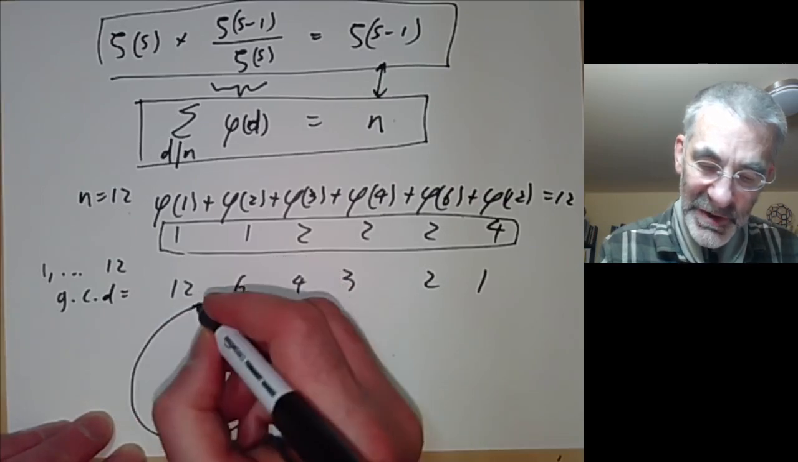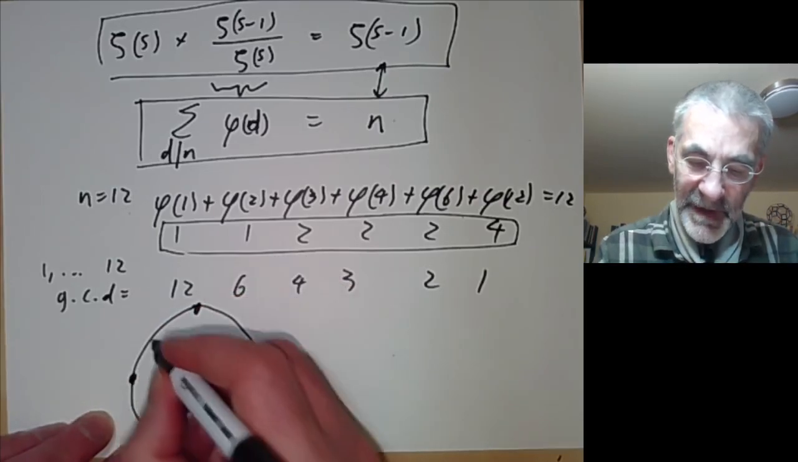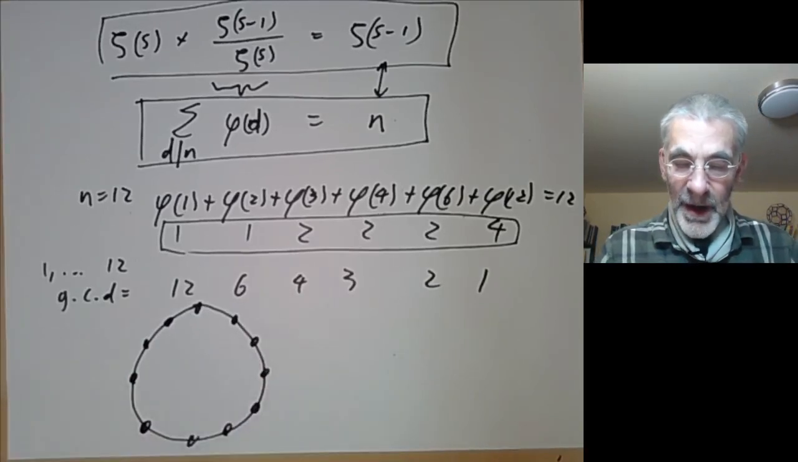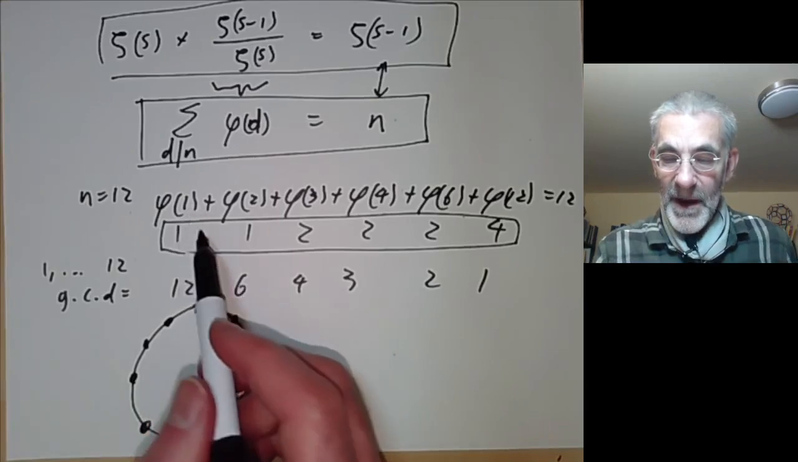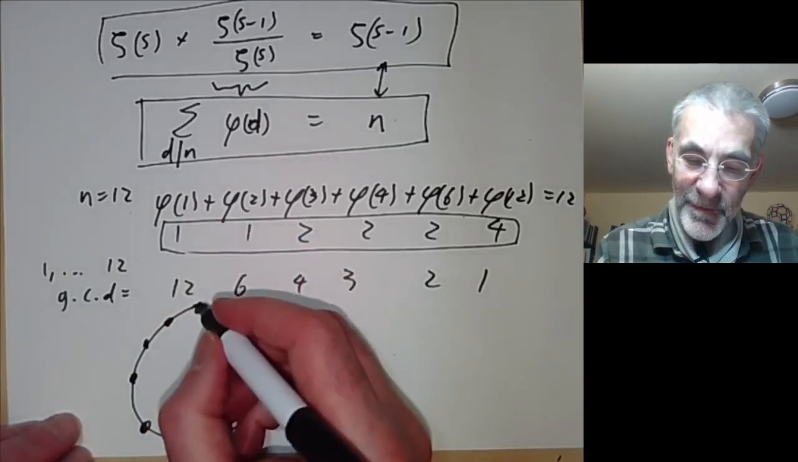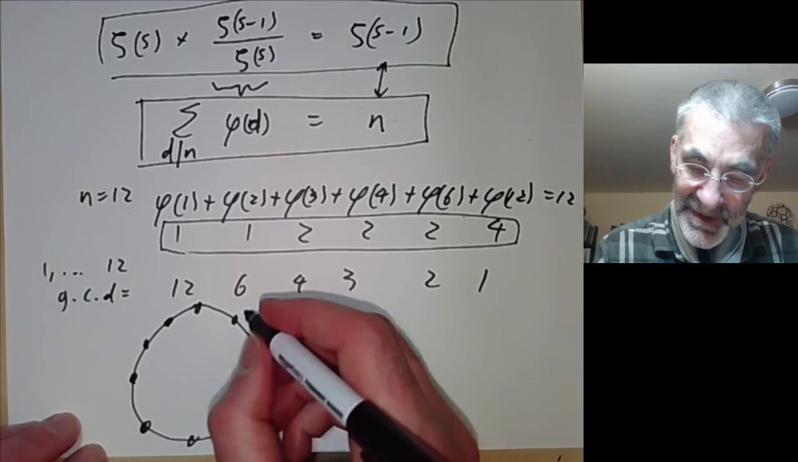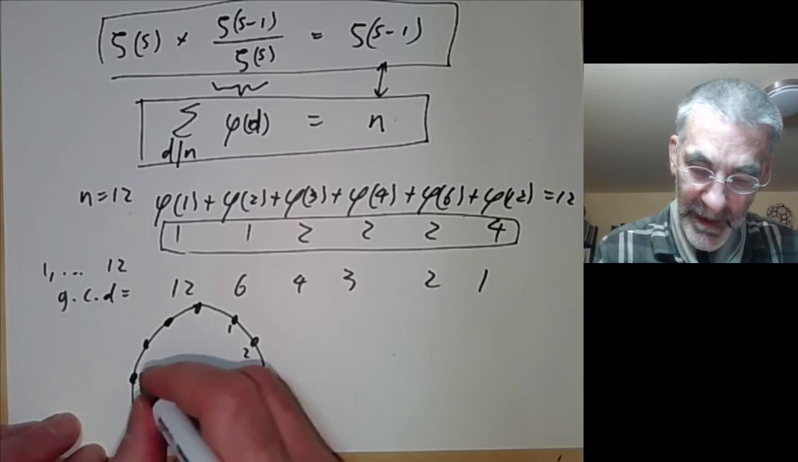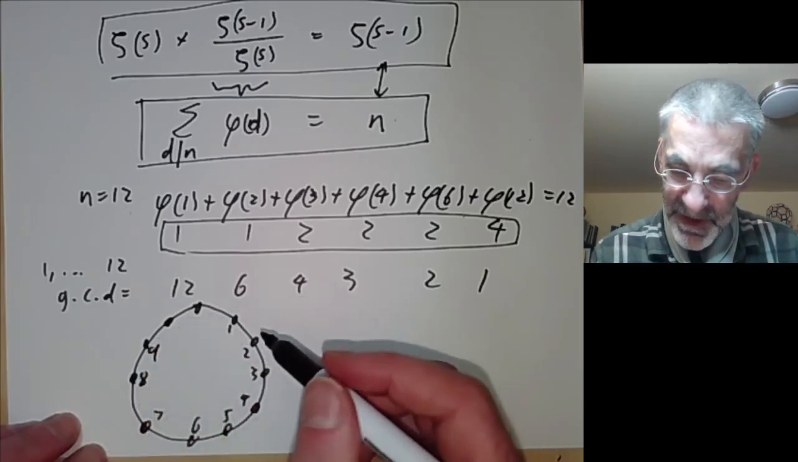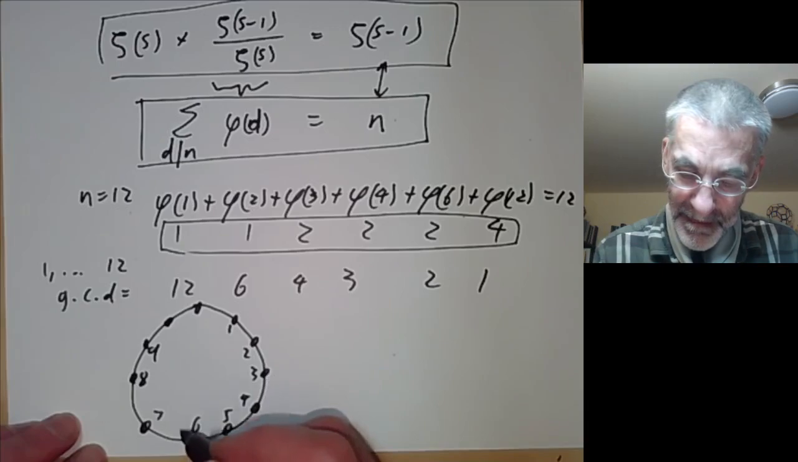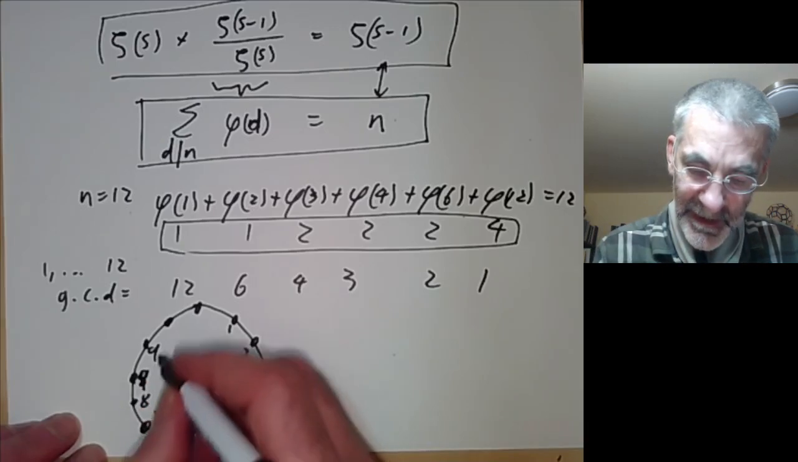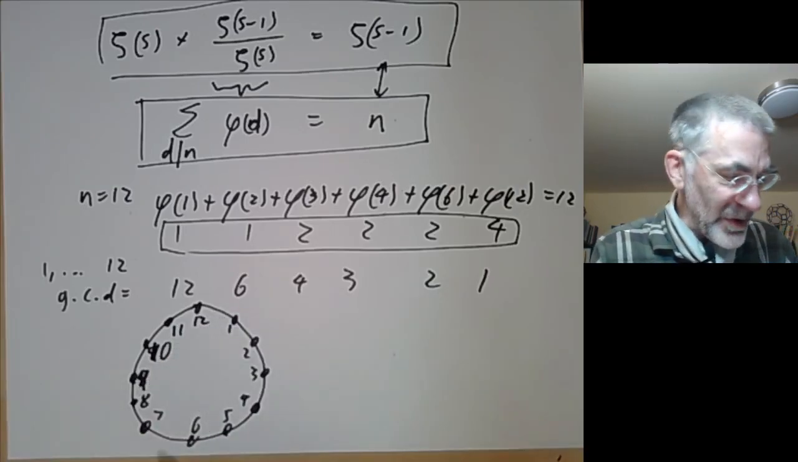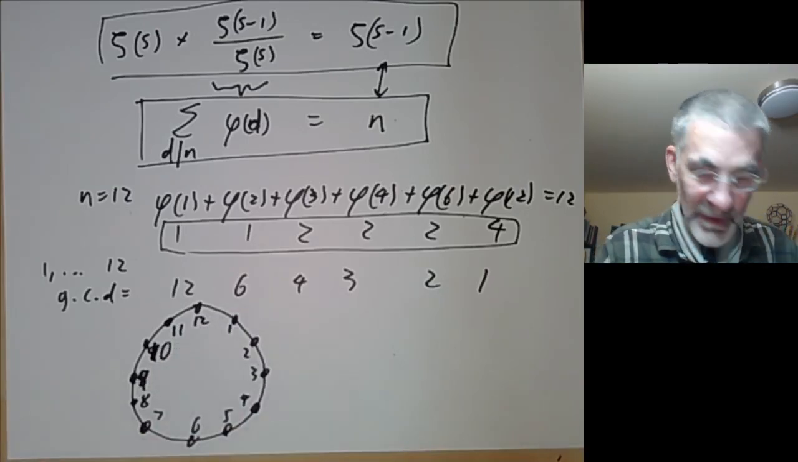If you draw the numbers from 1 to 12 as a sort of clock face, as we do in first grade, you can identify the numbers. So here, phi of 1, let's write these numbers, 1, 2, 3, 4, 5, 6, 7, 8, 9. Wait a moment, I've missed one out. 8, 9, 10, 11, 12. I was obviously asleep during the lecture in kindergarten where we learnt how to draw clock faces.